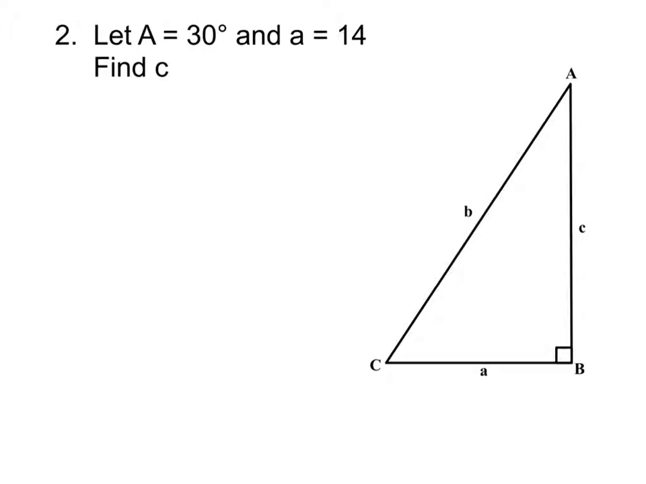All right, now on to number 2 here. And again, I'm going to start the same way. I'm going to start by just labeling the pieces of my picture that I'm working with here. In this case, I know that angle A is 30 degrees. Side A is 14, and I want to find side C.